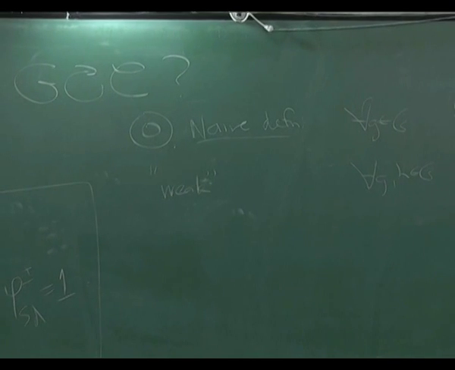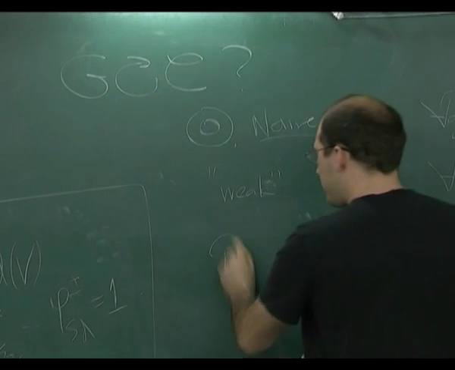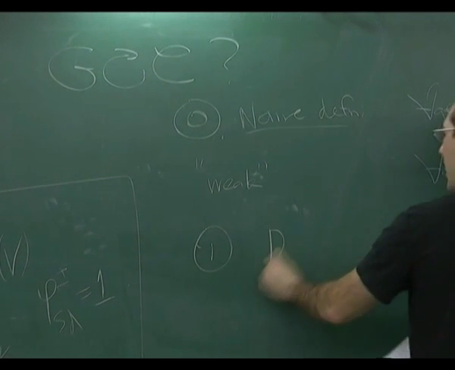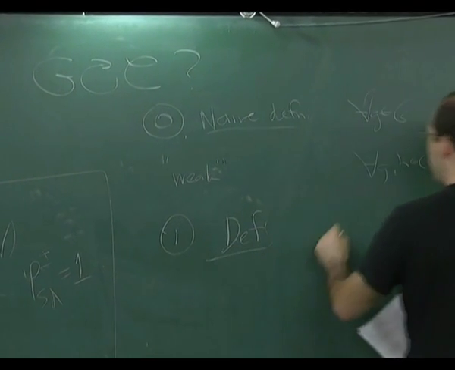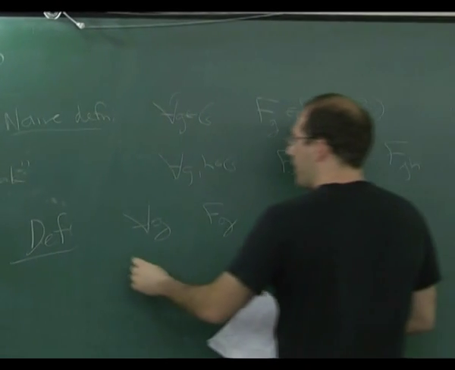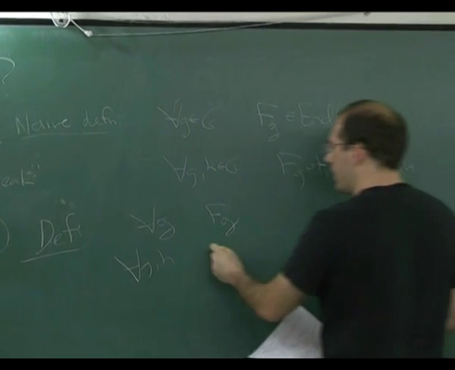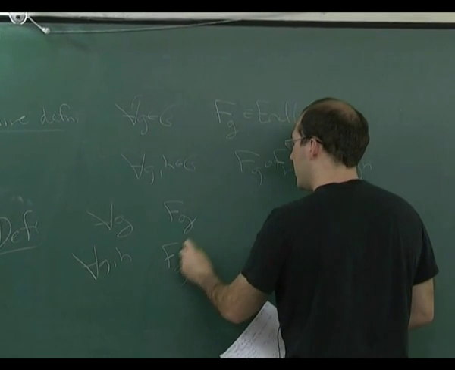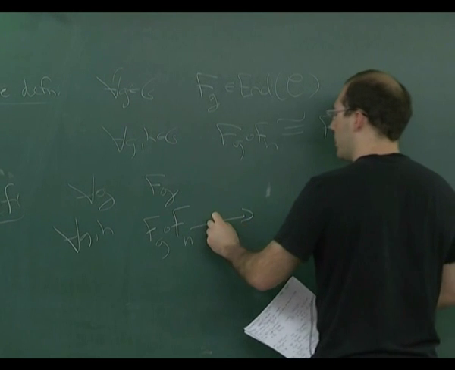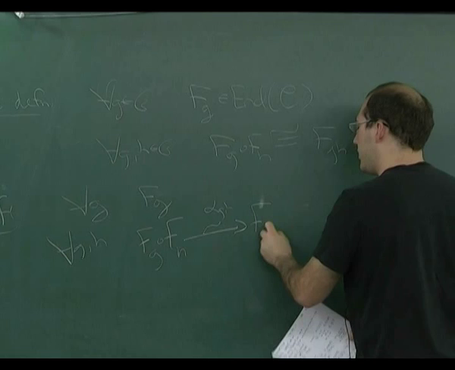Whereas the true one is a strict action, and it's almost never checked in the literature. So the real definition, and again, this is the definitional one: for all g, you have f of g. And for all g and h, you don't just have any isomorphism, you fix the isomorphism. So this is now part of the structure, some map alpha gh, f g composed with f h to f of gh.